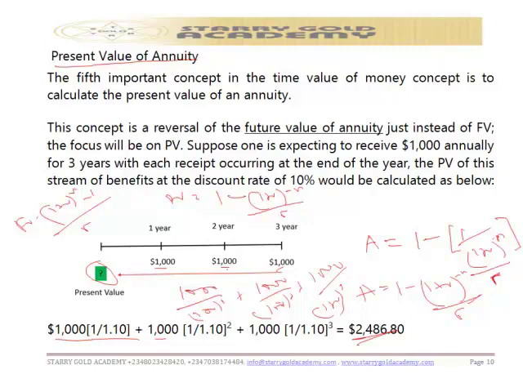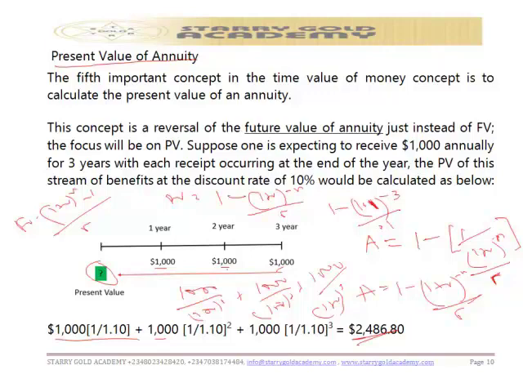Understand? If you apply the model that says 1 minus 1 plus r, where r is the rate of 10%, that's 1 minus 1.1 raised to power minus 3, all over 0.1. Anything you get here, multiply by 1,000 and it will give you the answer you want. So that is on the present value of annuity.